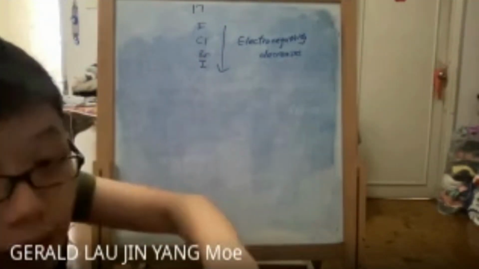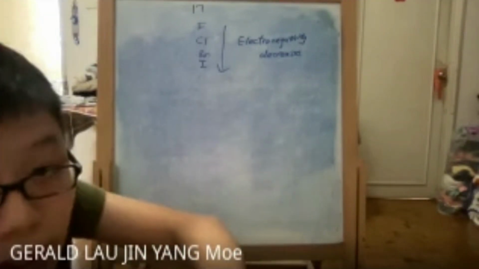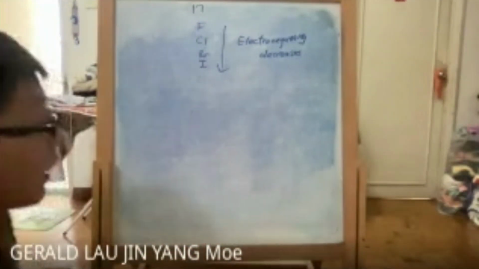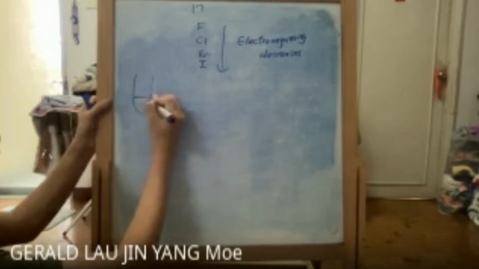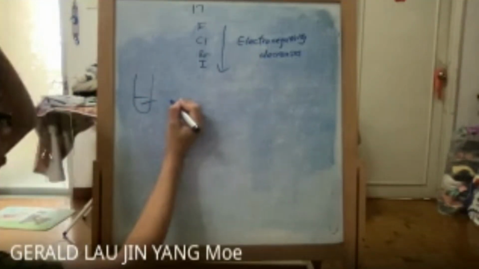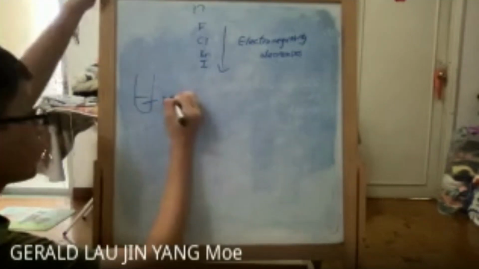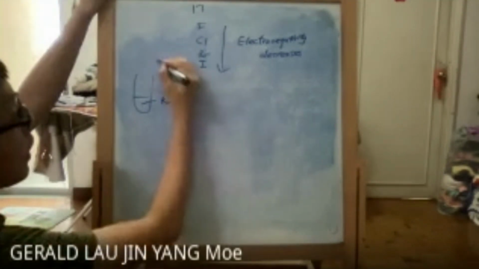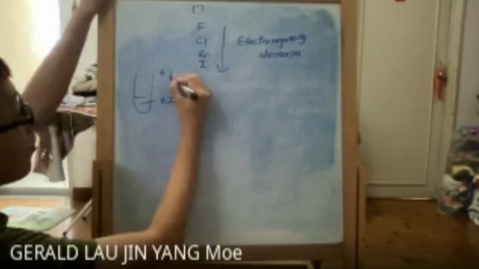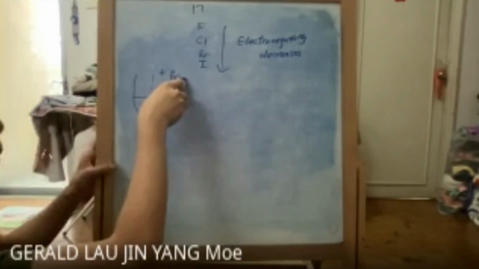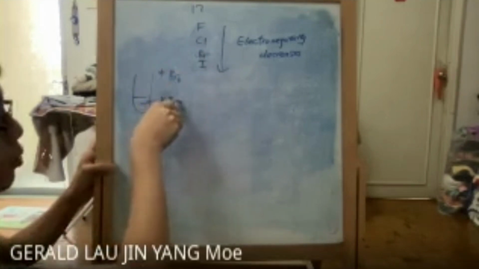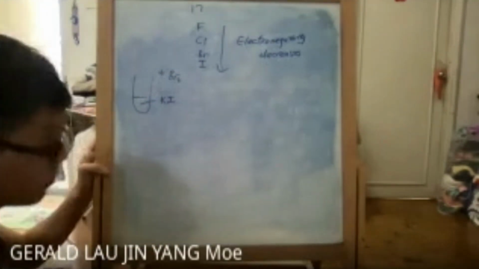Okay, so how about this one? Let's say one test tube contains potassium iodide, for example. I add bromine water. Can it displace potassium iodide or not?